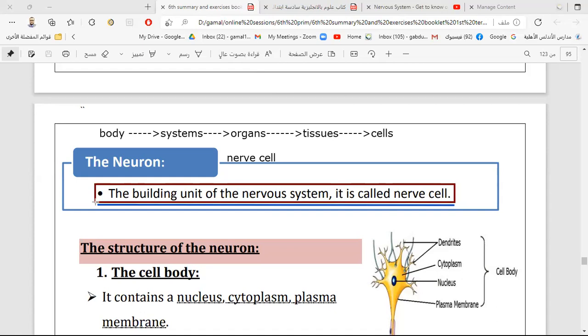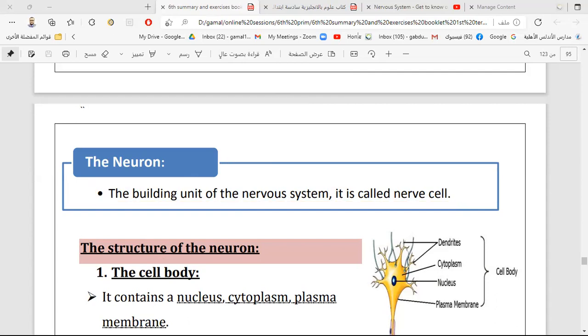As we see, the body is made of systems, and every system is made of organs, and every organ is made of tissues, and finally the tissue is made of cells, and the cell which builds the nervous system is called the nerve cell or the neuron. Okay.